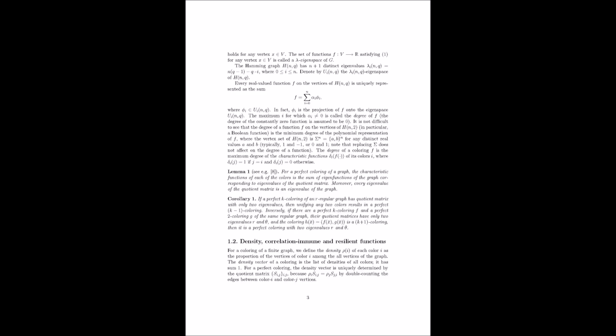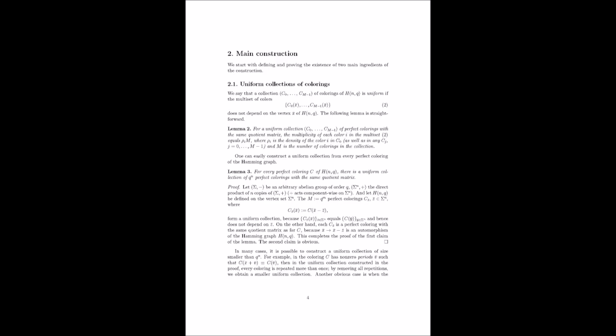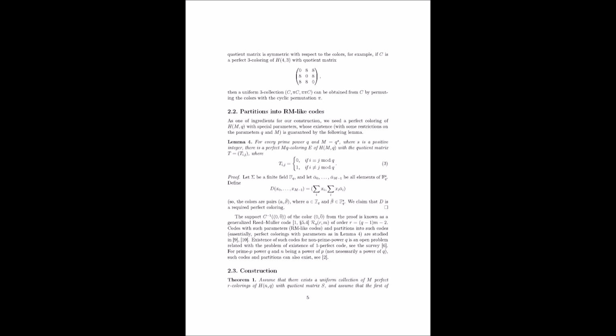Yeah, absolutely. So the first step is to start with a uniform collection of perfect colorings of a smaller Hamming graph. These are like our building blocks. Okay. And then we partition the vertices of a larger Hamming graph into those special RM-like codes. Right, like dividing the construction site into different zones. Exactly. And the magic happens in the third step, where we use the uniform collection to color the vertices within each of those RM-like codes. So we're taking those prefabricated modules and assembling them according to a specific blueprint.